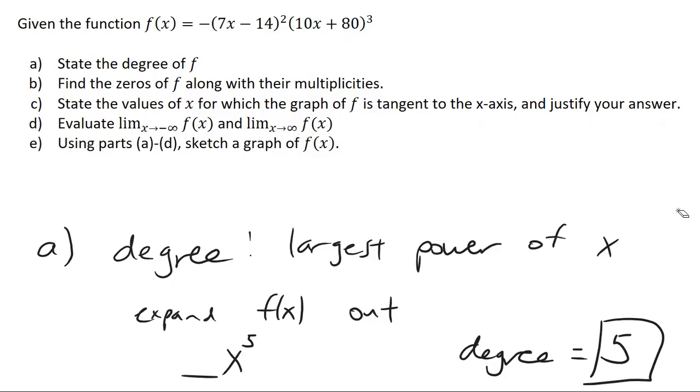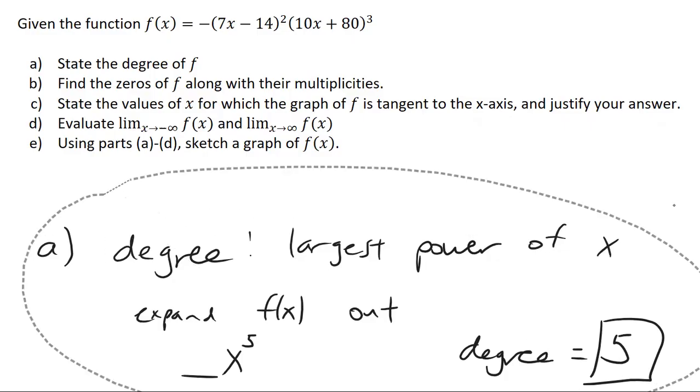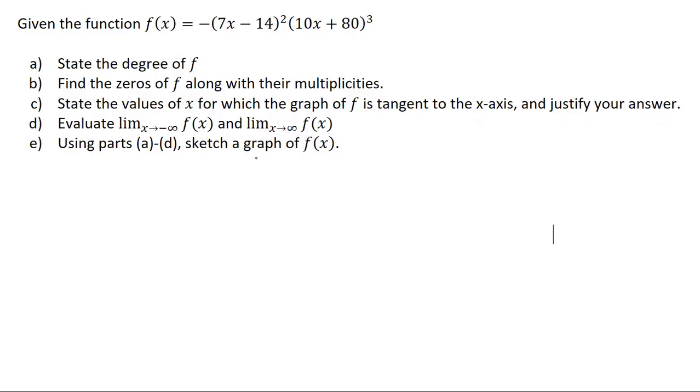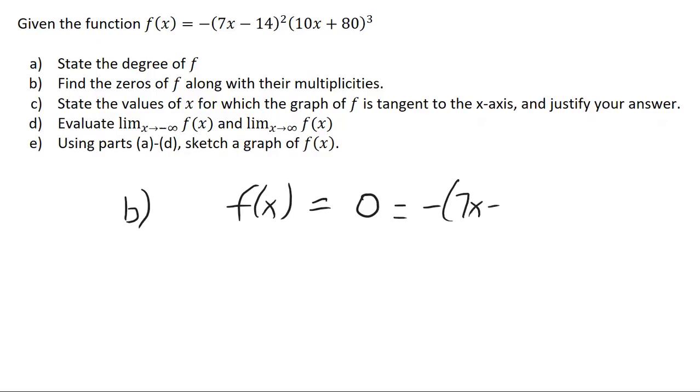Okay, that's part A. Part B, find the zeros of f along with their multiplicities. Okay, given the constraint I have, I did not set this up well. Don't want to start filming again. I'm going to erase that. Okay. The zeros along with the multiplicity. So basically, it's part B, we want to set f of x equal to 0 when the y value is 0. Okay, so what is that? Minus (7x minus 14) squared (10x plus 80) cubed.